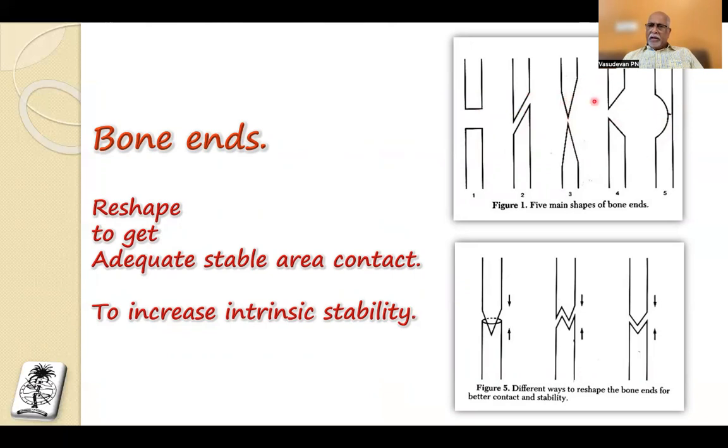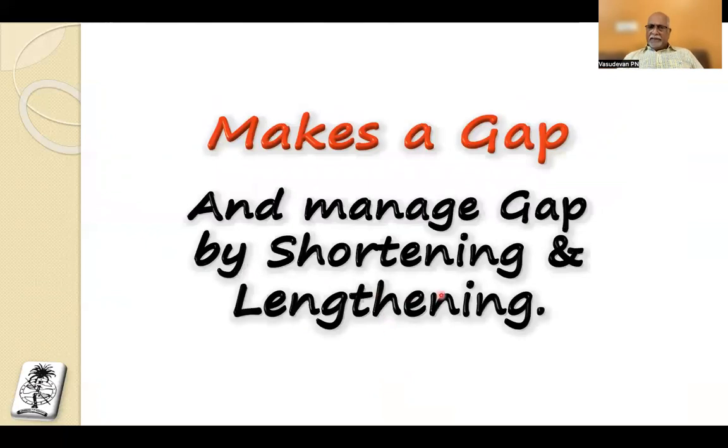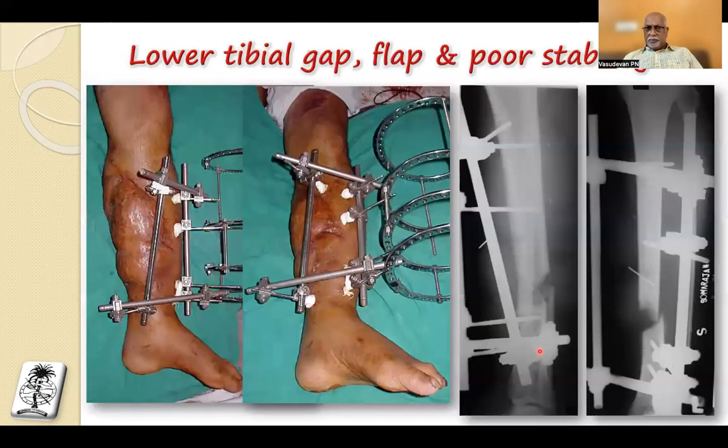All these three are not good bone ends. You either convert them into any of these shapes to get good intrinsic stability. By that procedure, you convert them, you make them a gap. And now you must use techniques to manage the gap, either by shortening, lengthening, or bone transport. So this is a case where you can see the docking is not good. Intrinsic stability is bad.